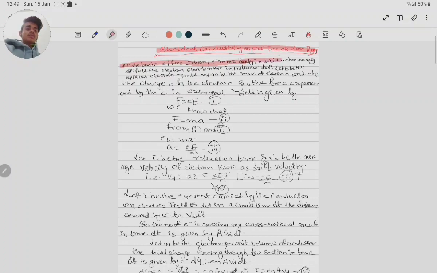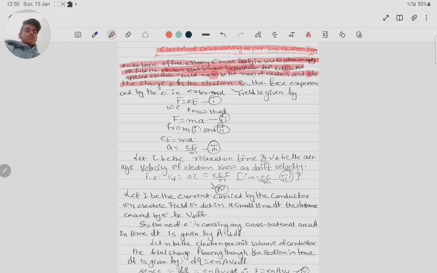Electrons move freely in a solid. Like we already read in the assumptions of the electron theory, on the basis of free electron theory, electrons move freely in the solid. When we apply electricity, the electrons move in a particular direction. Let E be the applied electric field, m the mass of the electron, and small e the charge of the electron. So when we apply an electric field, the electron starts to move in a particular direction.